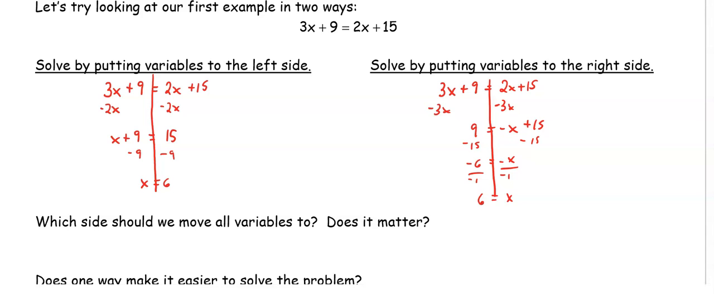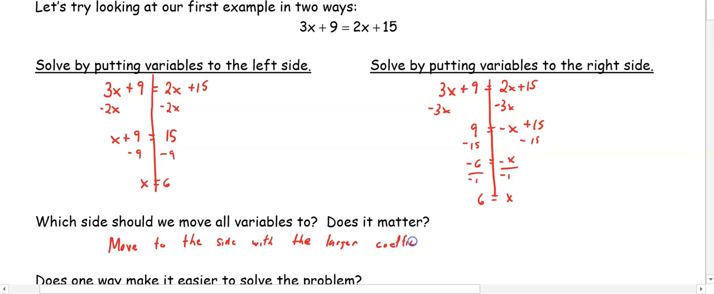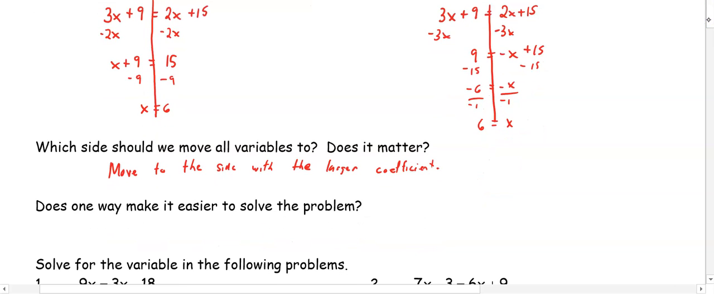So notice that we get the same answer, but what happened was when we moved the bigger variable, the 3x, we had an extra step. So what side should we always move the variable to? Does it matter? We should always try to move to the side with the larger coefficient, which is that number that's in front of our variable. Does one way make it easier to solve the problem? Yes, because we just talked about it up there.